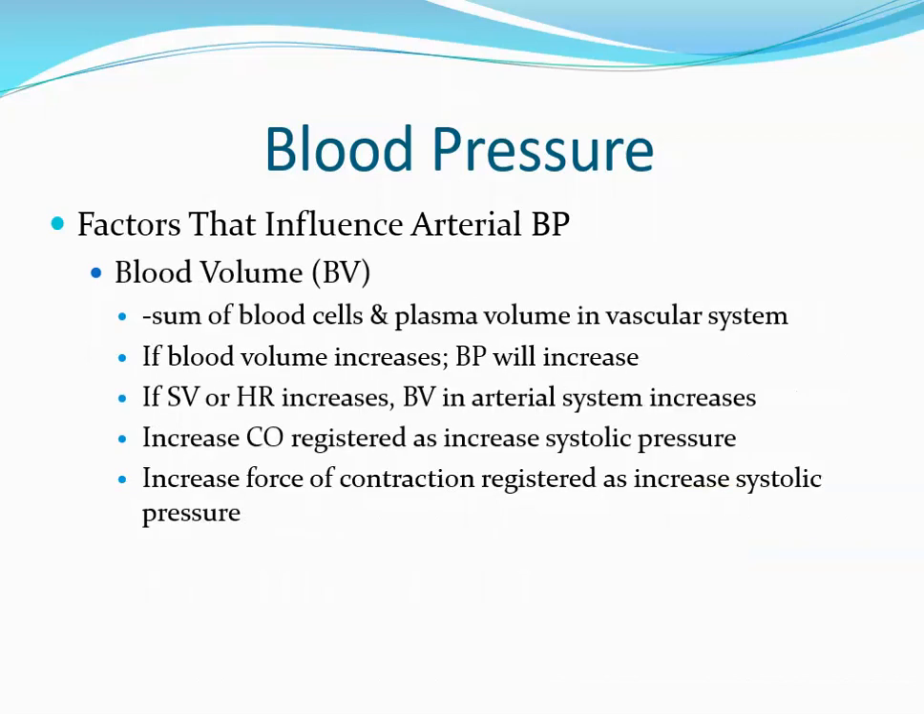Blood volume also affects blood pressure. This is the sum of blood cells and plasma volume in the vascular system. If blood volume increases, blood pressure will increase. It is also related to cardiac output. If stroke volume or heart rate increase, the blood volume in the arterial system increases. An increase in cardiac output will be registered as an increase in the systolic pressure. An increase in the force of ventricular contraction will also be registered as an increase in the systolic number.